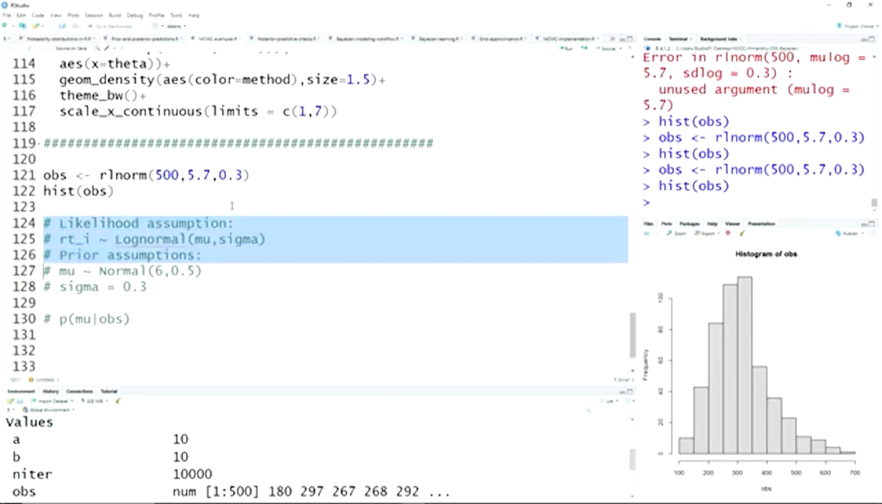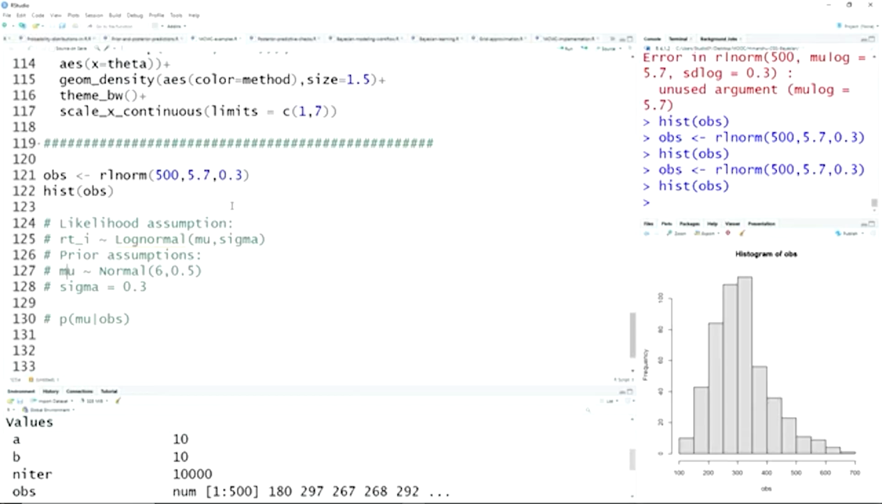Now we are interested in modeling these reaction time observations. So we define our model first. We define the likelihood assumption that reaction time in trial i comes from a log normal distribution with parameters mu and sigma, because this distribution would be more reasonable to assume compared to a normal distribution, because it's asymmetric and it is never going to be less than 0. It would have longer tails on the right hand side. So that's the properties of log normal distribution.